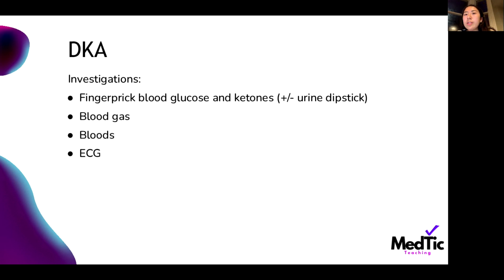And in terms of how we investigate it, we can get a finger prick test, urine dipstick, blood gas. If you can do a blood gas, make sure it's venous to be nicer. We don't need an ABG necessarily in this case. And then an ECG as well, especially as we manage this patient.